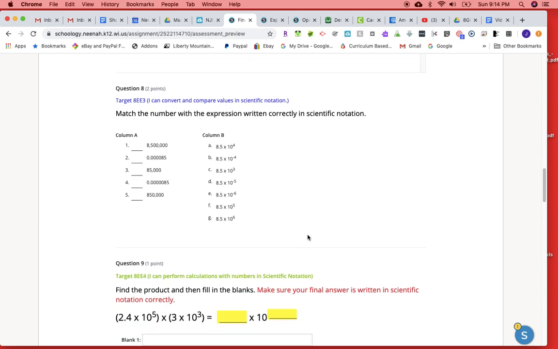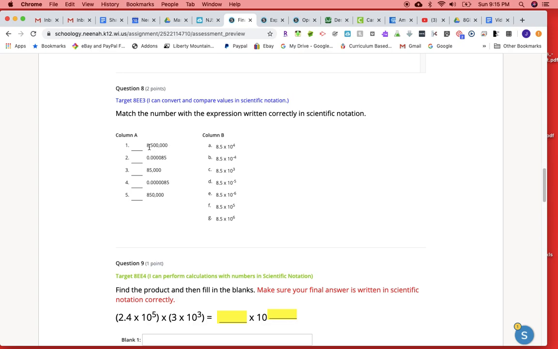Question 8 says match the number with the expression written correctly in scientific notation. So the left side's in standard form, right side's scientific notation. Notice there's only 5 on the right, and on the left there's 7, so 2 of them will not be used. So we have 8,500,000. How would we write that in scientific notation?